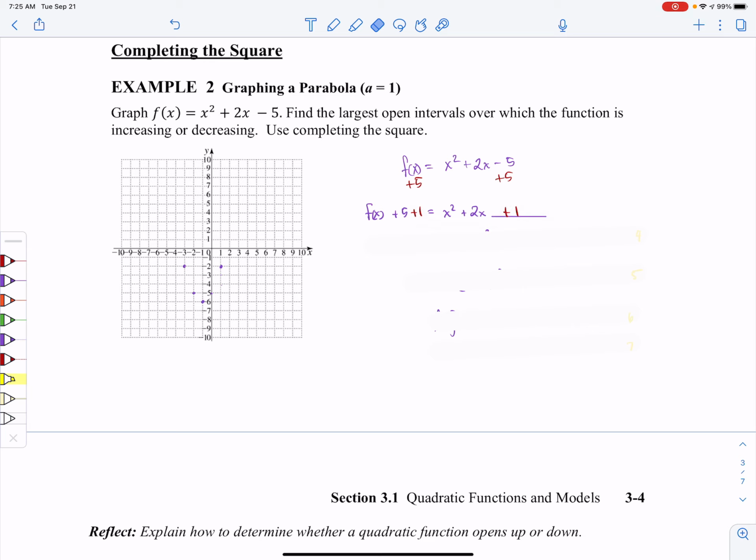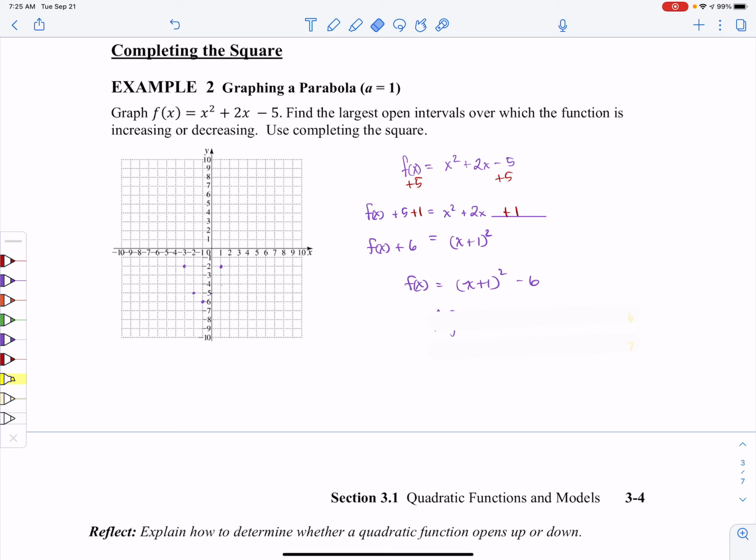And then I'm going to factor my trinomial on the right side. On the left side, I will combine my like terms. So the 5 and the 1 become a 6. Factoring my trinomial gives me x plus my half of b, quantity squared. And now that 6, I can go ahead and move it back over to the right side.